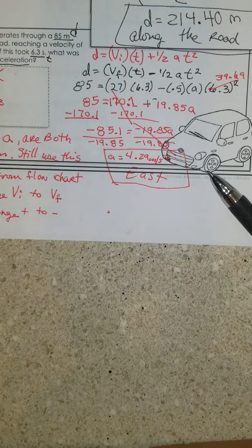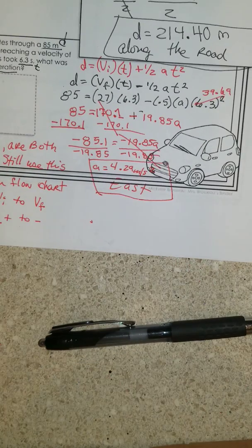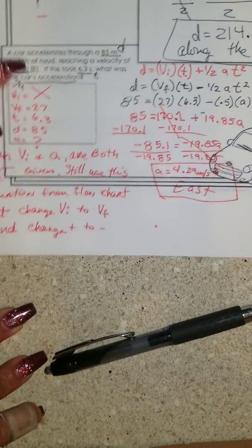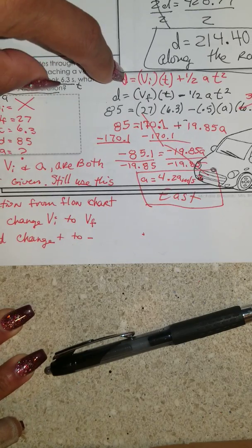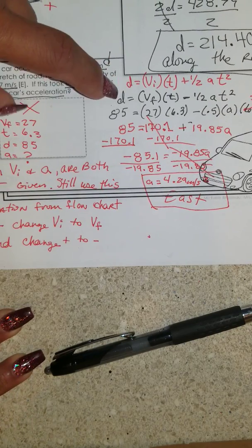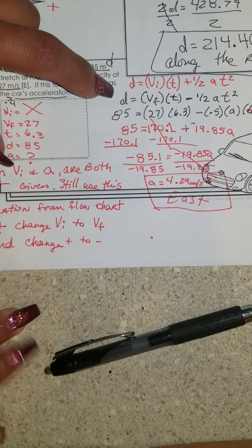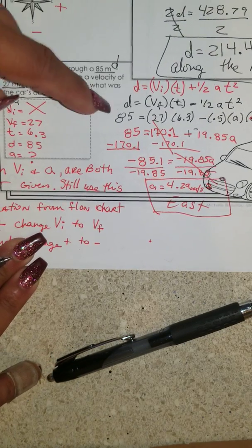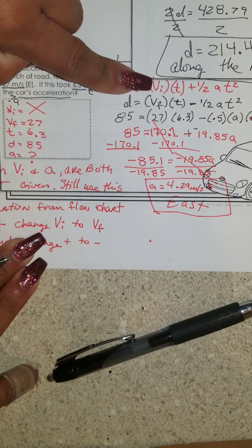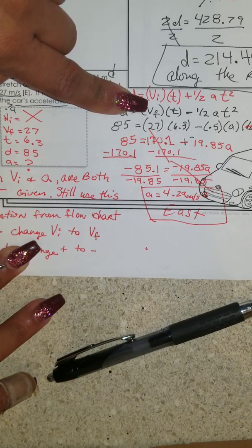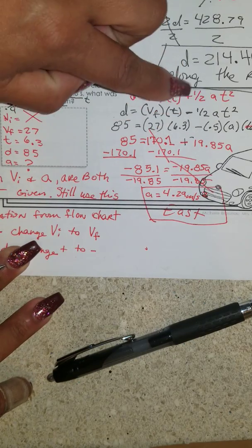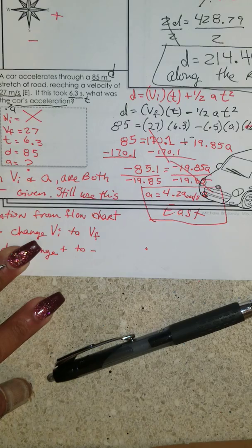There we go. So that was a really good problem to work out together. That way we saw what happens if we get this situation, even though our flow chart sent us here. That's how awesome our flow chart is. It knows where to send us. And even though we had this problem here with the VI, we can go ahead and flip it to the VF, but yet we had to flip and change the plus to a negative subtraction.